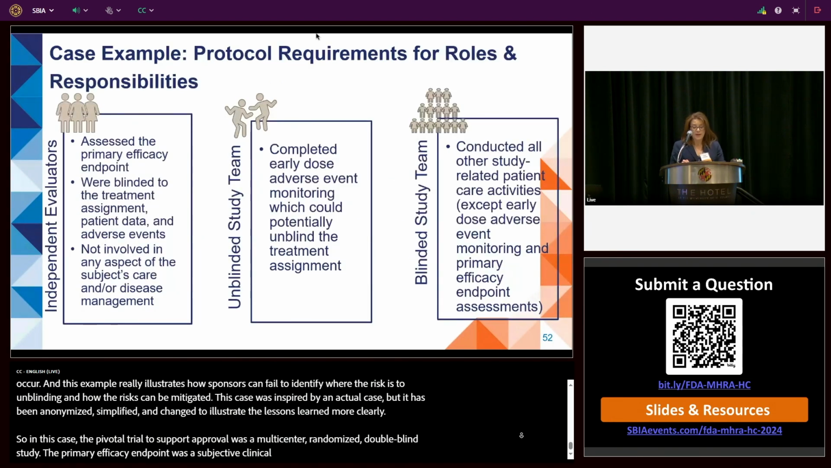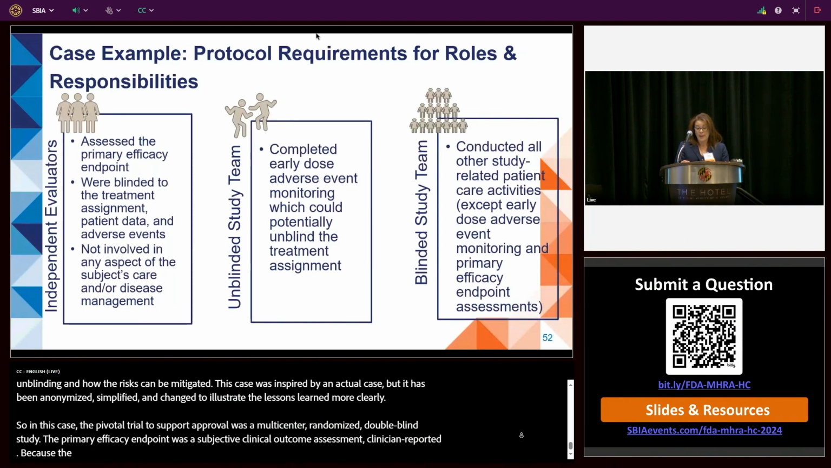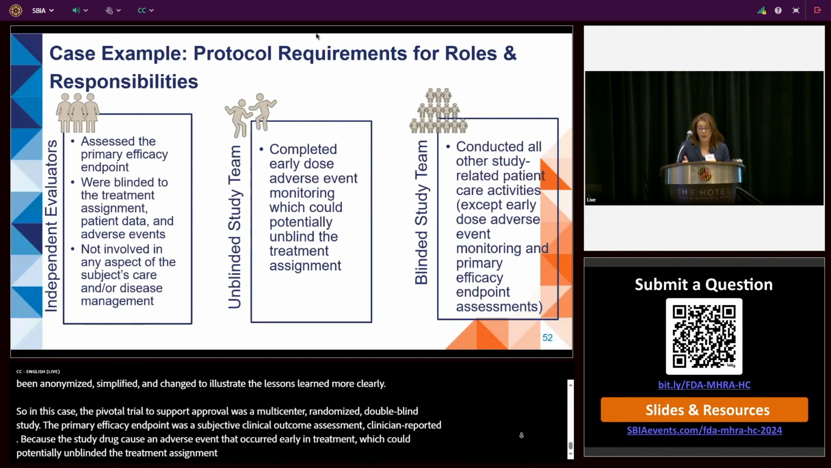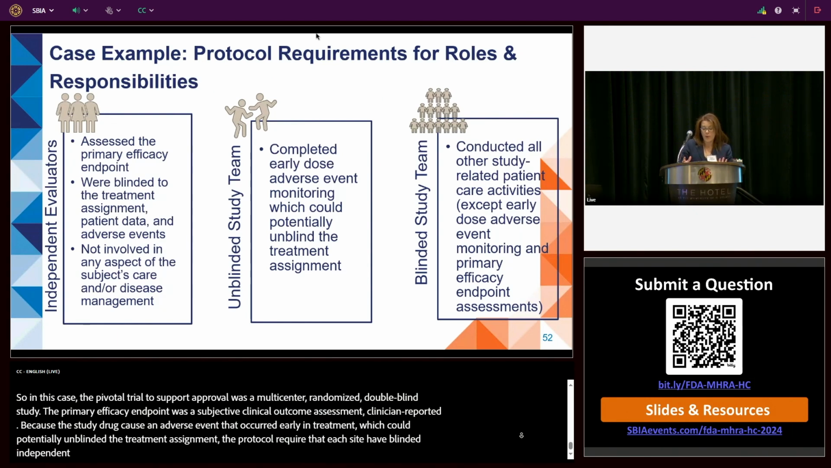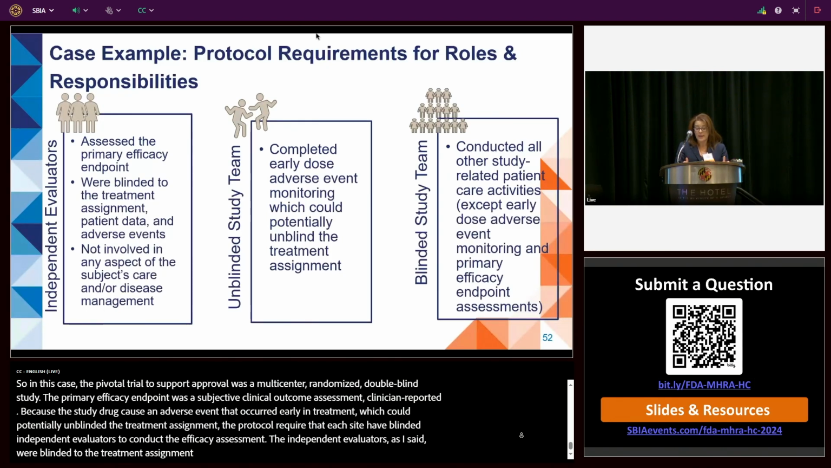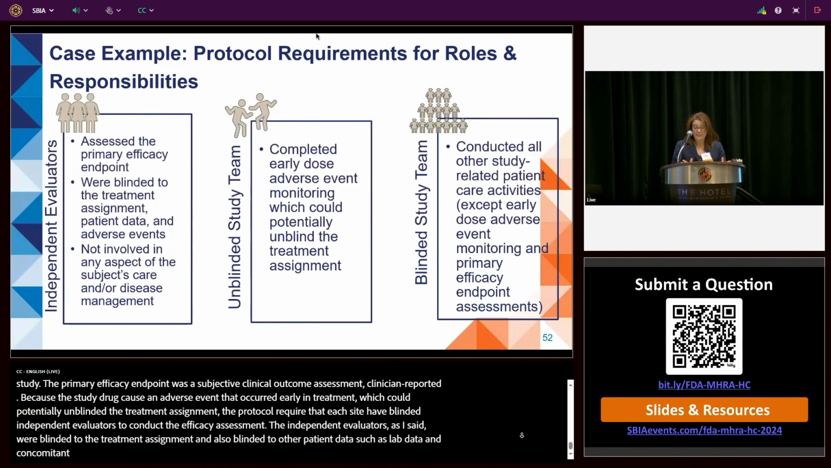Because the study drug caused an adverse event that occurred early in treatment, which could potentially unblind the treatment assignment, the protocol required that each site have blinded independent evaluators to conduct the primary efficacy assessment. These independent evaluators, as I said, were blinded to the treatment assignment. They were also blinded to other patient data, such as lab data and concomitant meds, and adverse event data. And they were not to be involved in any other aspect of the patient's care and disease management.